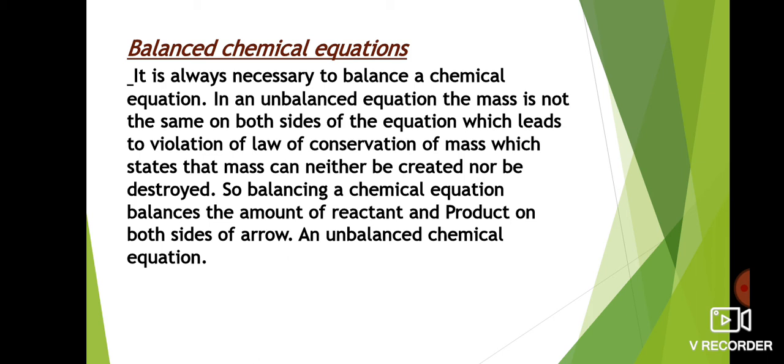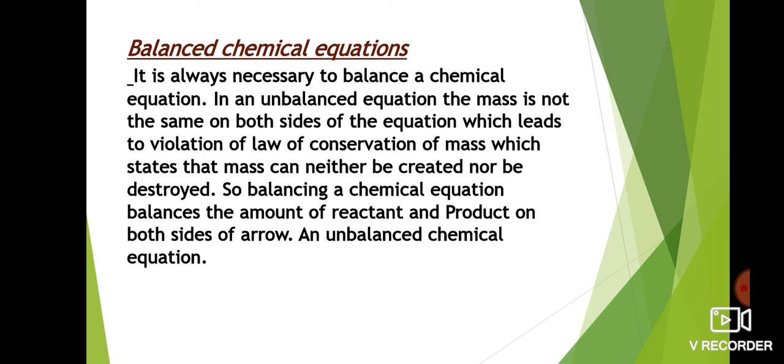Okay, this chemical equation should always be balanced to maintain the law of conservation of mass. So what does it state? The law of conservation of mass states that mass can neither be created nor be destroyed, but it is converted from one form to another. Understand? So balancing a chemical equation balances the amount of reactants and product on both sides of the arrow, means on the reactant side also and on the product side also.